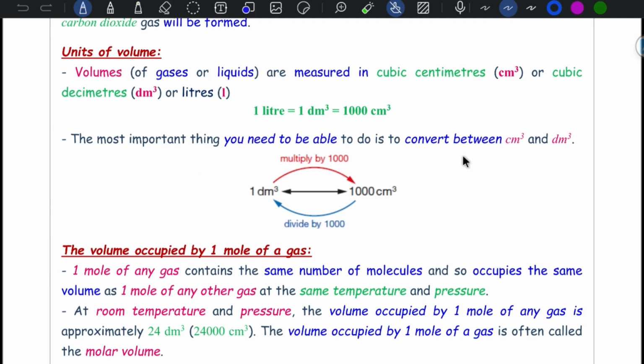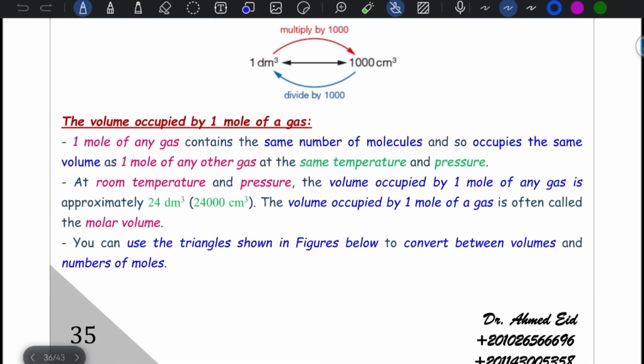You have to memorize this and you will need to convert them. The volume occupied by 1 mole of a gas. 1 mole of any gas contains the same number of molecules, so it occupies the same volume as 1 mole of any other gas. All gases, 1 mole of any gas, occupy the same volume at the same temperature and pressure.